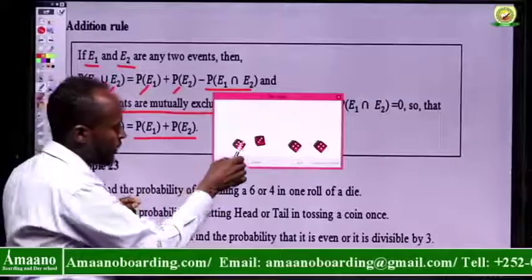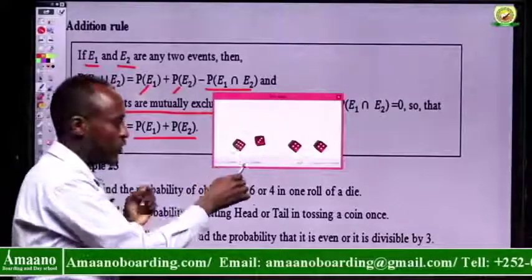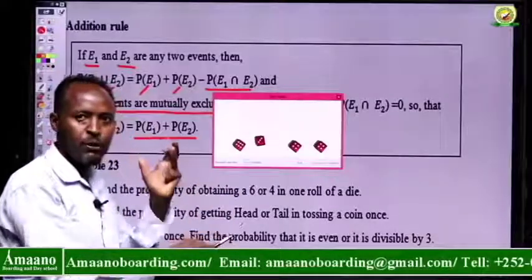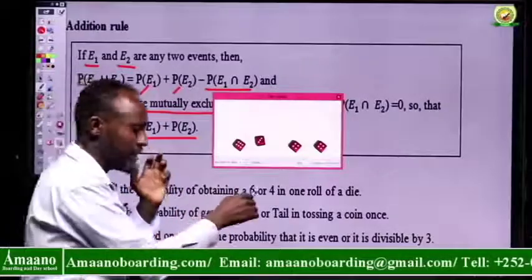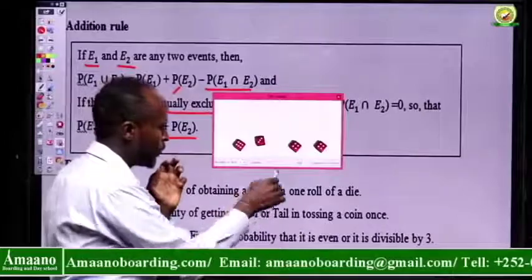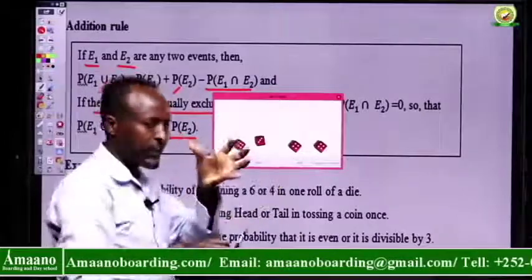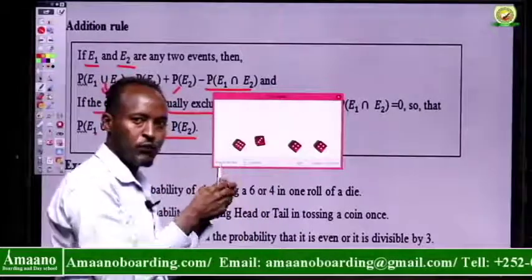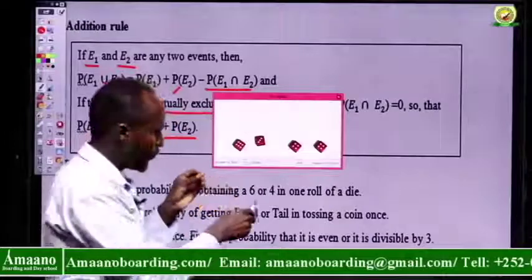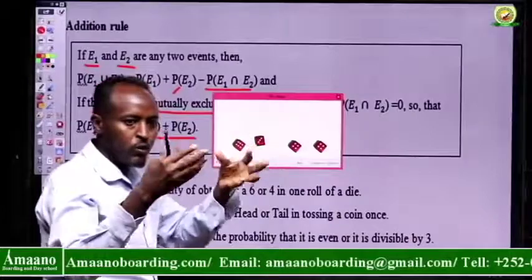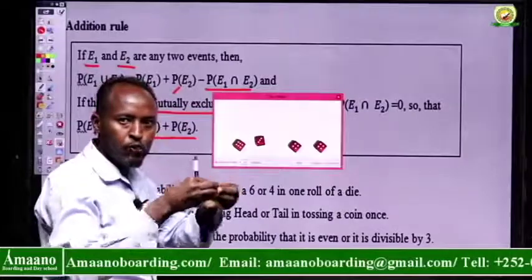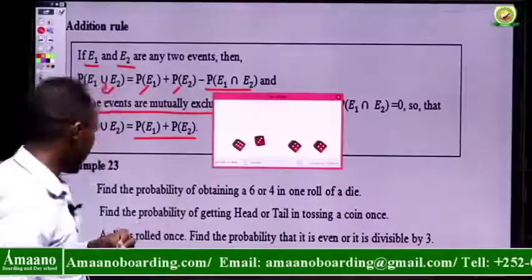Therefore, for the die we have 6 faces, only 1 face is 6. Therefore, the probability of getting 6 is 1 out of 6, and or means addition. Probability of getting 4: we have 6 sides on the die, only 1 side is 4. Therefore, it is 1/6. So for or, we have 1/6 for 6 plus 1/6 for 4. We will add them. It goes to 2 divided by 6, which we can simplify.